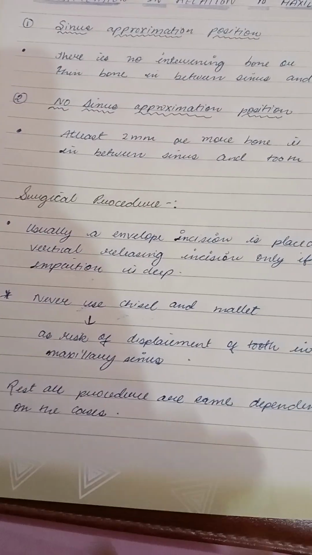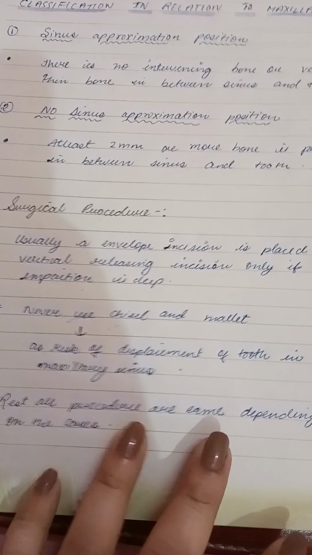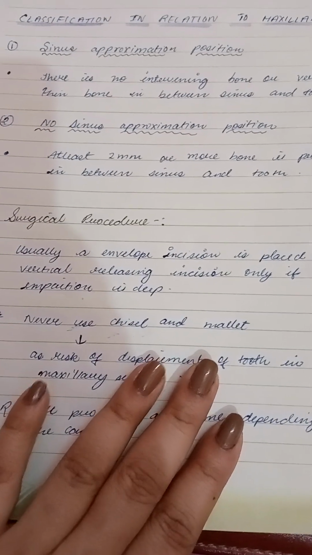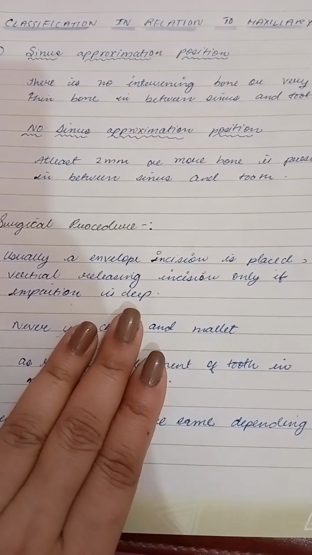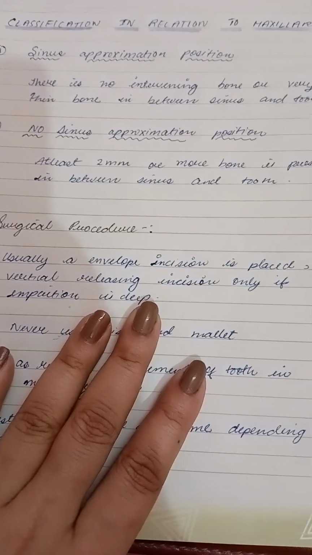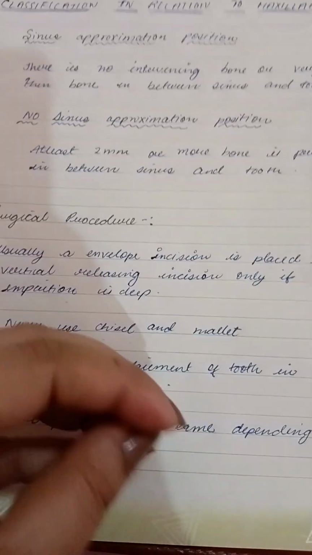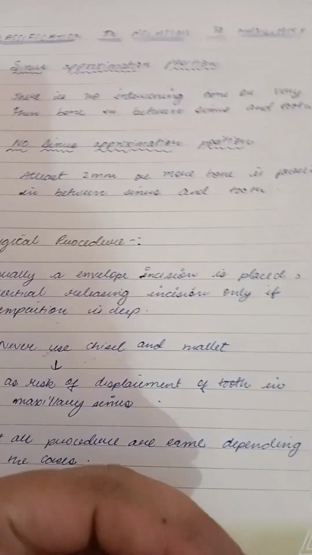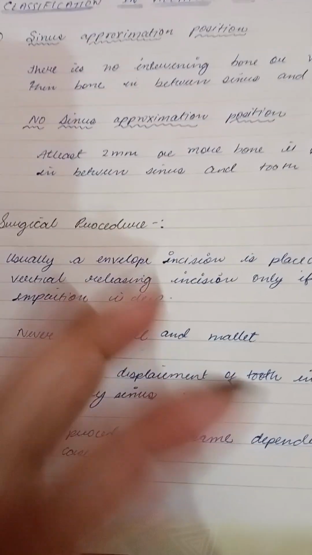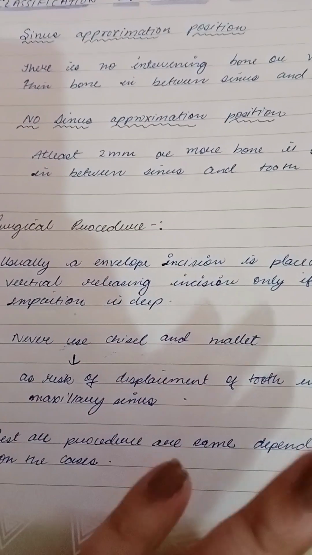Now the rest of the procedure is the same depending on the case. As we have seen in mandibular impaction, the same steps are followed in maxillary impaction, and we will see the same complications and the same treatment plan. So it's almost the same, but the classification is a little different and the approach is a little different because it is upper and lower teeth. Now that's all for today's class and that's all for impaction.